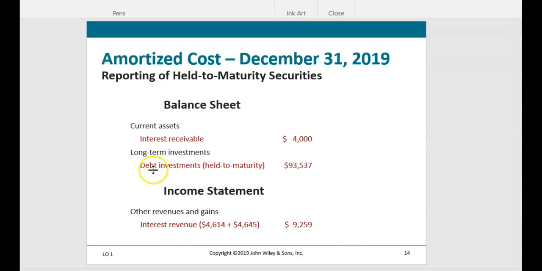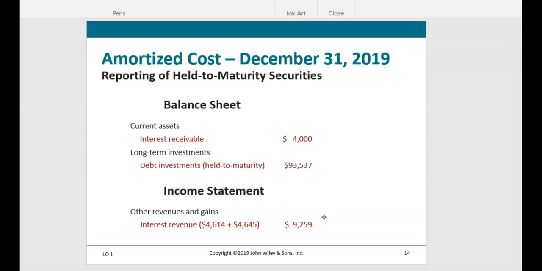And this is what we would see on the balance sheet. We would have our interest receivable that we had just recorded. We're going to get that interest tomorrow. We have the debt investments at amortized cost, 93,537, and interest revenue that was recorded each of the two semi-annual periods. The income statement reports a total of 9,259 on the income statement.